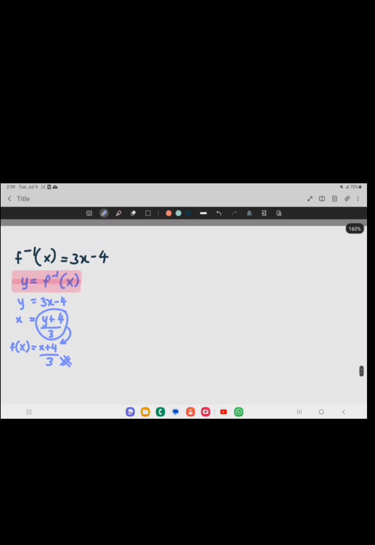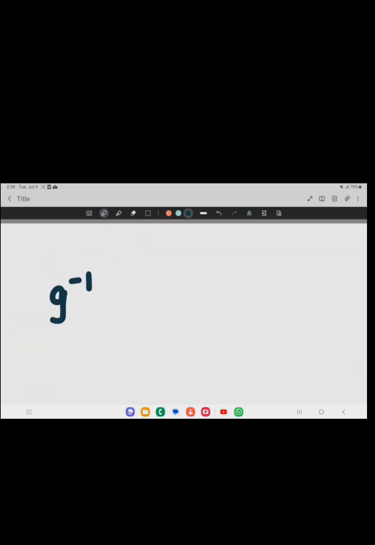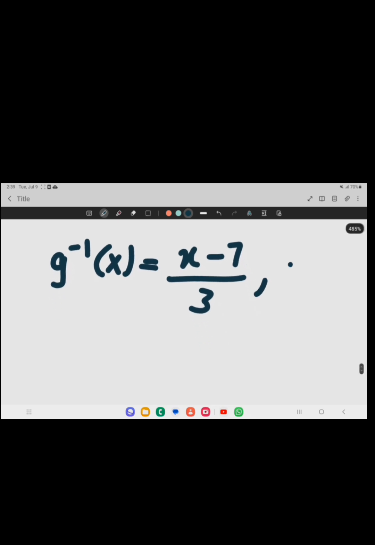Okay, so let's try another question. Given an inverse function, g power of negative 1 of x is equal to (x minus 7) over 3, find g(x). Find the function. Okay, this is the question. Let me erase this.